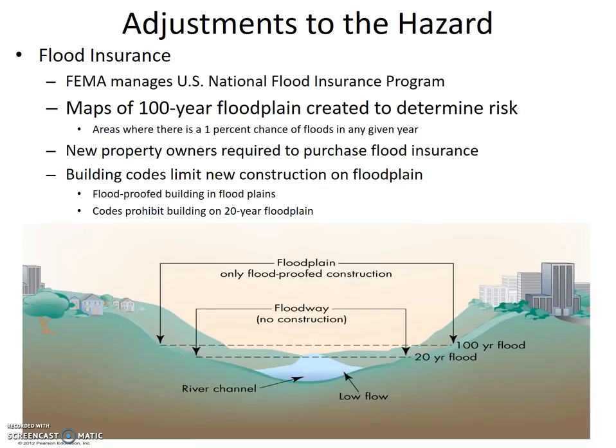Building codes limit new construction on floodplains, including flood-proofed buildings, and codes that prohibit building on the 20-year floodplain. The image below shows the no construction zone on the 20-year floodplain and the only flood-proofed construction on the 100-year floodplain. Again, I vote for parks on the 20-year floodplain. So, you may be asking, what is flood-proofed construction? Well, we discuss it in a little bit.